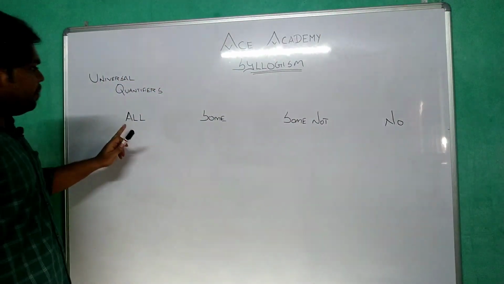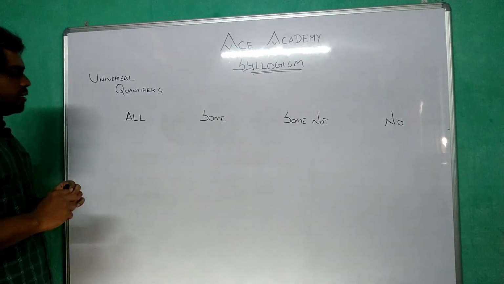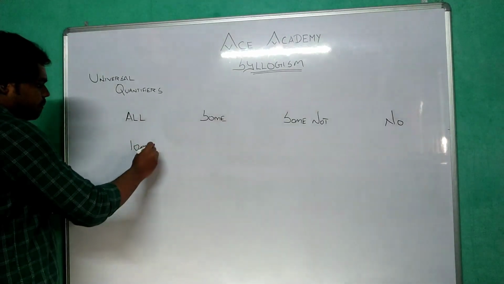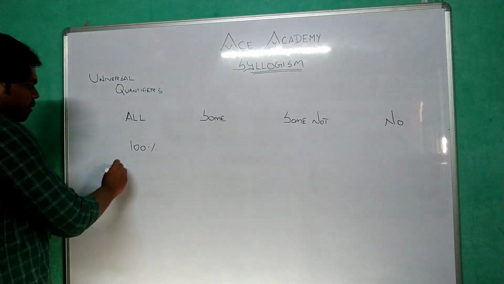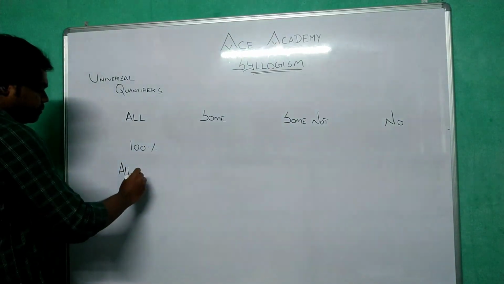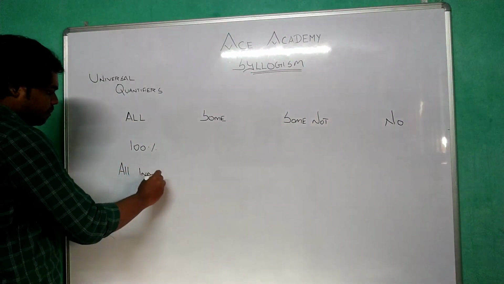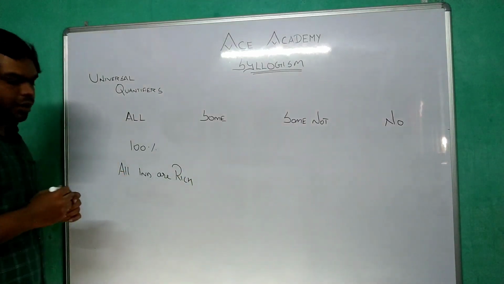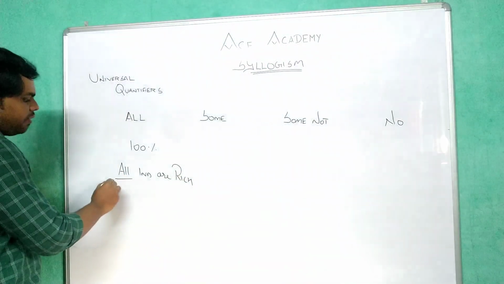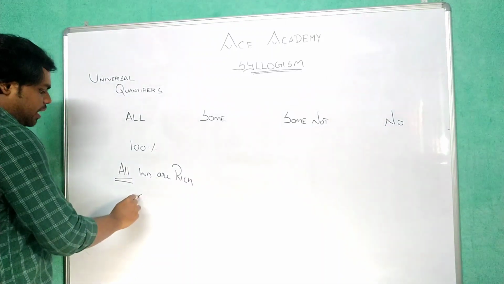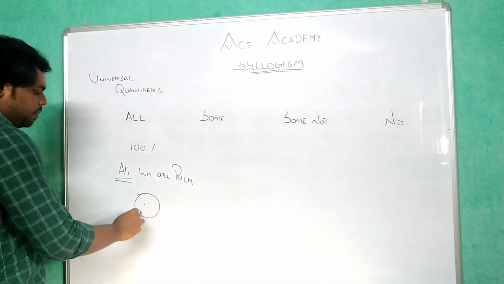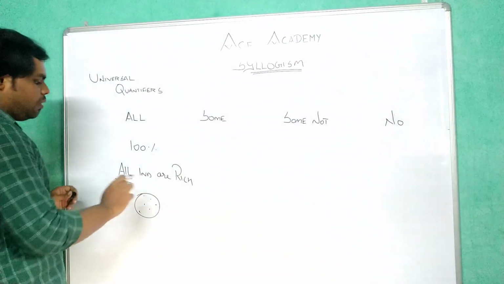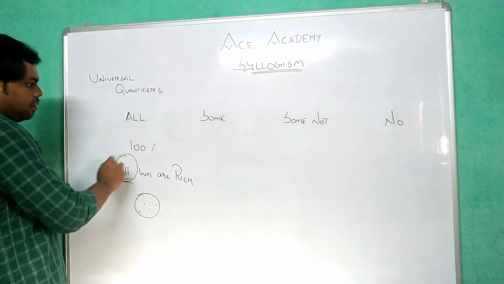So, what do I mean by all? All is a definite quantifier, which means 100% of everything. If I say all Indians are rich, I mean each and every person is rich. For example, in a crowd, if there are 100%, I mean that 100% of them are rich. So that's what we mean by all.